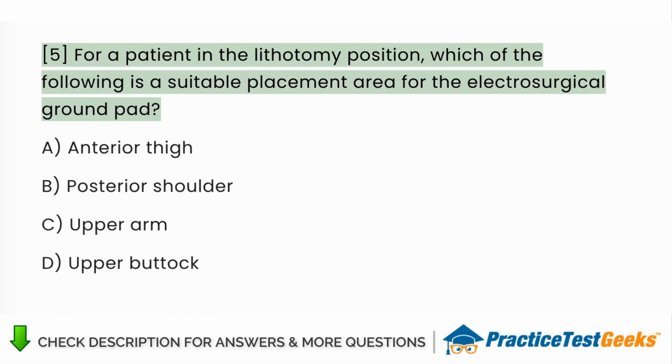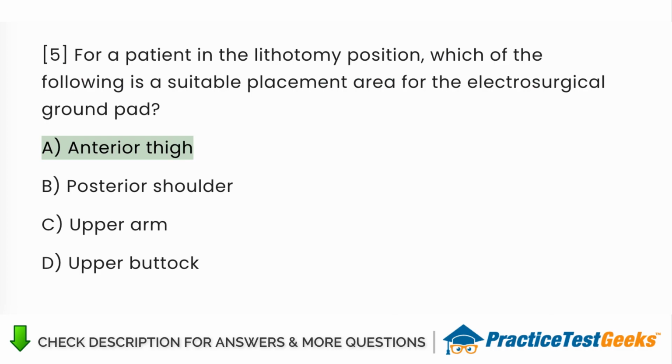For a patient in the lithotomy position, which of the following is a suitable placement area for the electrosurgical ground pad? A. Anterior thigh. B. Posterior shoulder. C. Upper arm. D. Upper buttock.